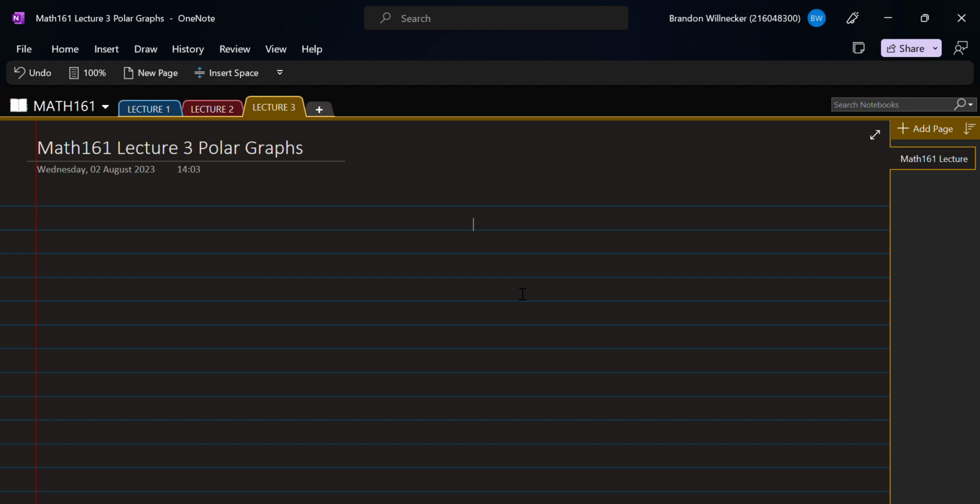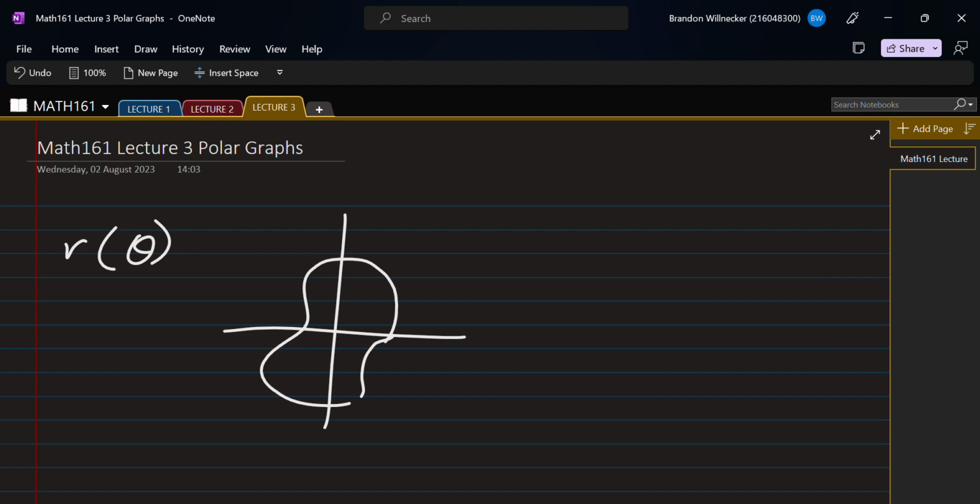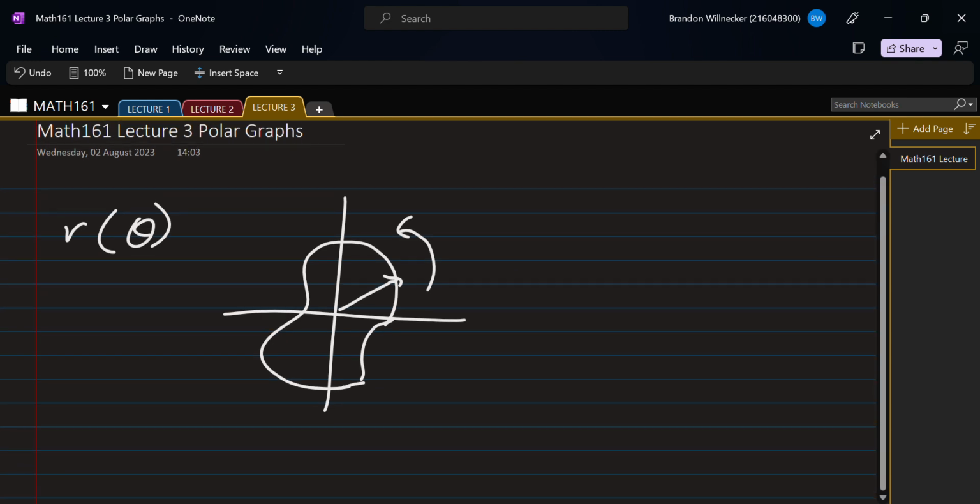Then we looked at polar graphs, so that was r of theta, so r as some function of theta instead of y as a function of x. And we saw that we had to graph it by going around the circle and looking at the distance from the origin. And we ended up with things like this. So as we go around like this, we have different r values, and then that traces out some kind of loop.